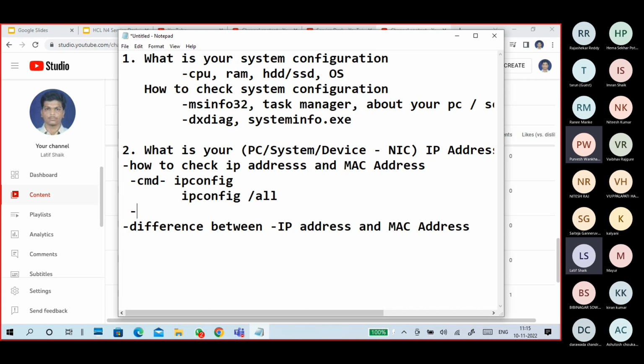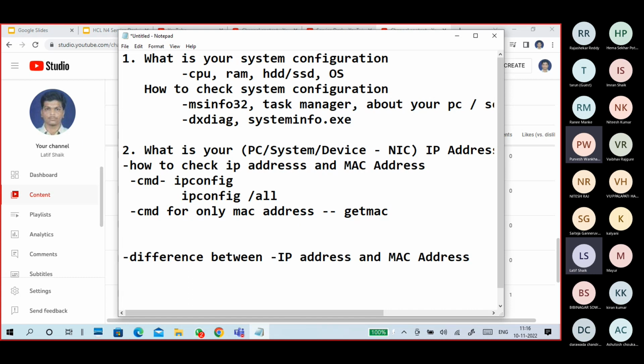Once again, try it and see the difference between ipconfig and ipconfig /all. Of course, we get the MAC address from it. For only the MAC address, the command in the command prompt is getmac. It is the command for only the MAC address. If you want to know only the IP address, subnet mask, and default gateway, then ipconfig gives default gateway and subnet mask.